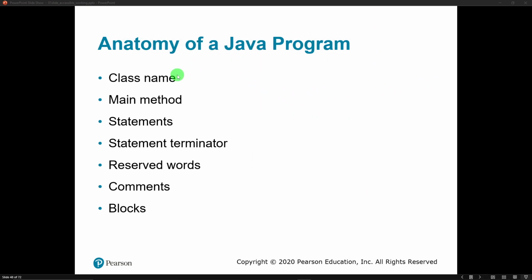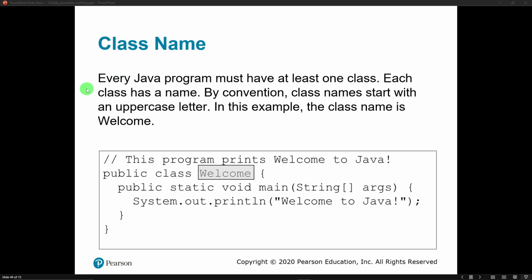So here are the different parts. We have a class name, a main method, statements, statement terminators, reserved words, comments, and blocks. So let's go look at these. Every Java program must have at least one class. Every class has a name. By convention, class names start with an uppercase letter. In this example, the class name is called welcome.